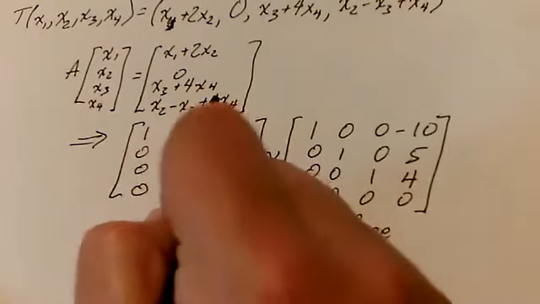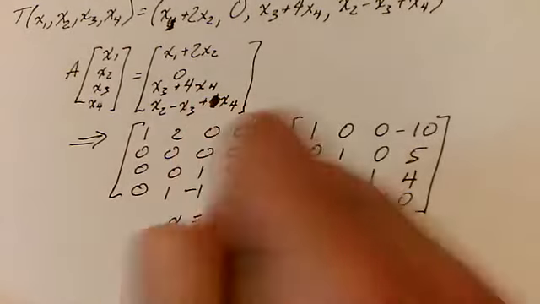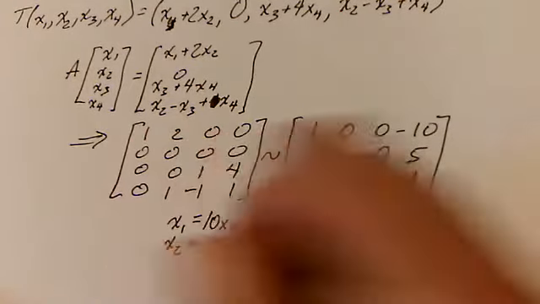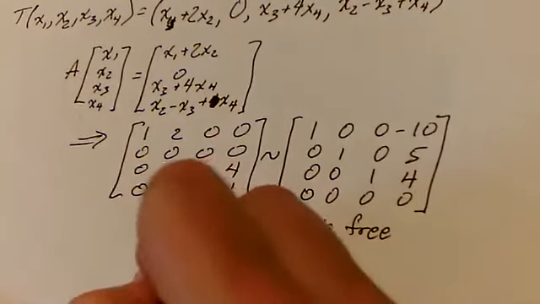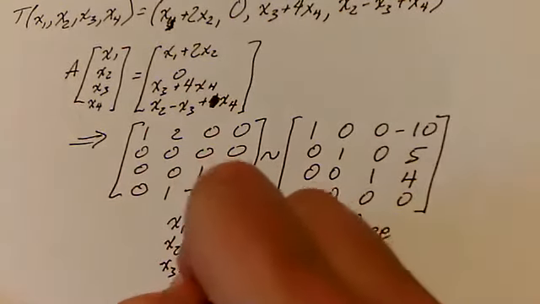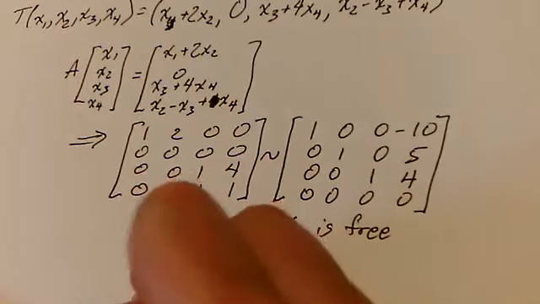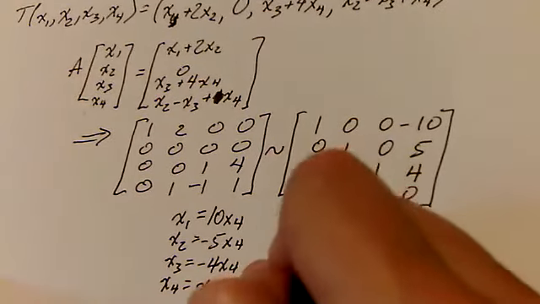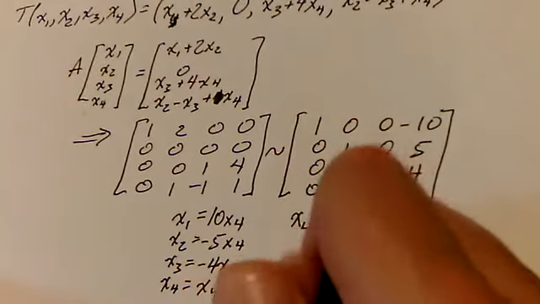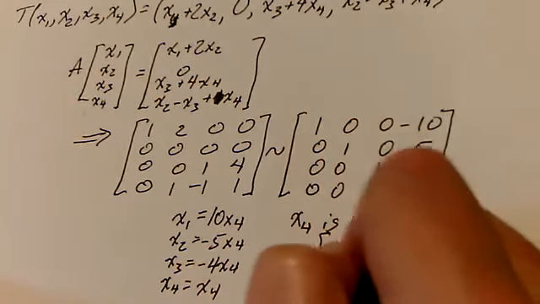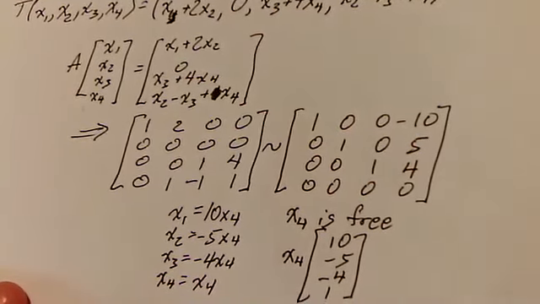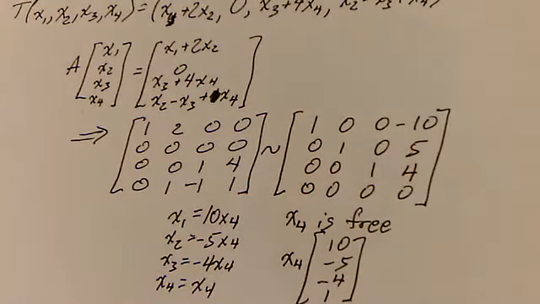Okay, you could write down what some of those non-trivial solutions are, right? You have that x1 is equal to 10x4. Again, we're moving it to the other side of the equal sign. x2 would be negative 5x4. x3 would be negative 4x4. And x4 is free, so x4 just equals x4. You could also write that in a vector, right? x4 times the vector 10, negative 5, negative 4, and 1. Okay, so we can write that in vector notation as well. So we have lots of choices there.